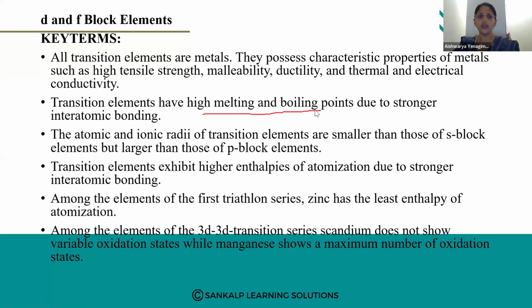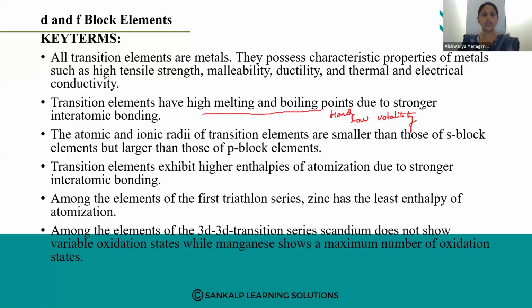It is due to strong interatomic bonding. See, they are metals. Transition metals are quite hard, very hard, and since they are hard, they have low volatility. So since they have low volatility, they have very high melting and boiling points. It is due to strong interatomic bonding.